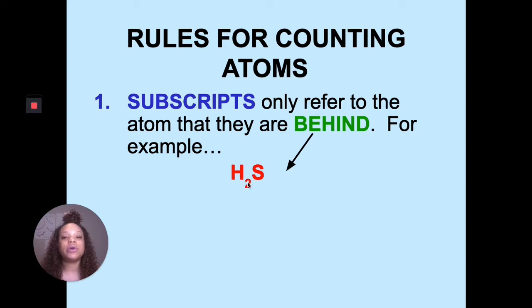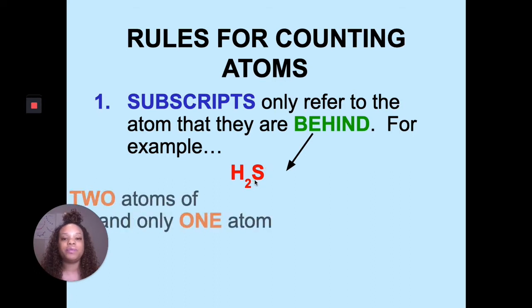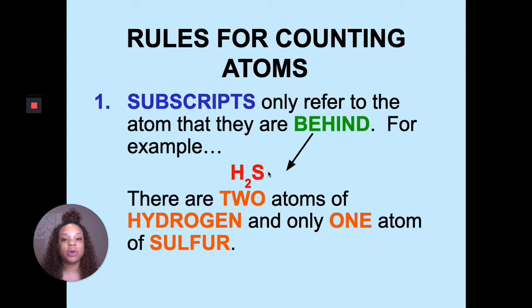So this little number 2 here tells me that we have 2 atoms of hydrogen. Now, sulfur is also here, but it doesn't have a number. But that doesn't mean this means 0. It actually means 1. Ones are invisible. There's no real need to put them there because we already see one capital S here. So if we look at it, we have hydrogen, we have sulfur. There are 2 atoms of hydrogen. There is 1 atom of sulfur.